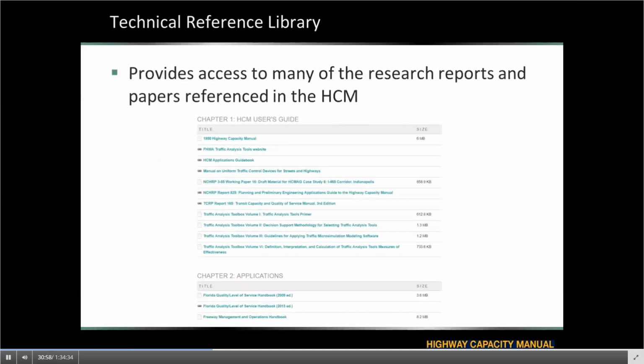The Technical Reference Library provides access to many of the research reports, papers, and websites referenced in the HCM, organized by chapter. Depending on the document, you can either download it directly or be taken to a website where you can download it. As we'll describe later in the webinar, computational engines are available for a few methods, and these can also be downloaded from this section of Volume 4.